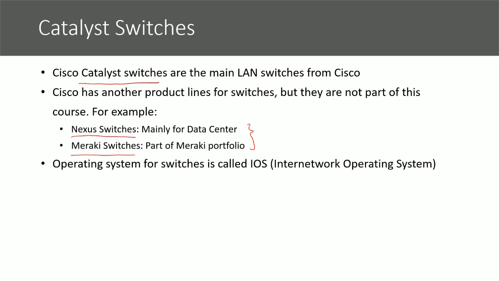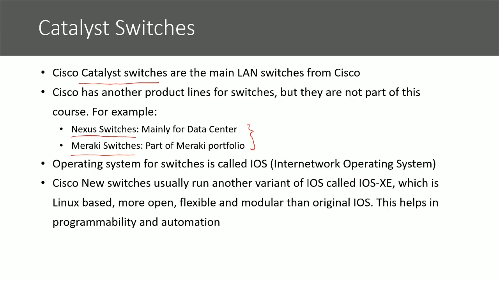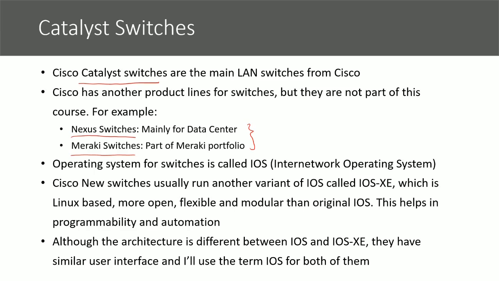The operating system for Cisco switches is called iOS, or Inter-Network Operating System, which has been the main operating system for Cisco switches and routers for many years. Current switches from Cisco run another variant of iOS called iOS XE, which is Linux based, more open, more flexible, and more modular than original iOS. This makes adding new features much easier and helps in programmability and automation mainly, which we will discuss in day 5. But although the architecture is different between iOS and iOS XE, they have a similar user interface, and I will use the term iOS for both of them in this course.